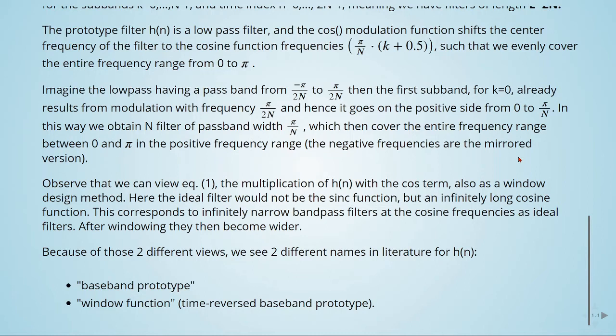Because of these two different views, we see two different names in literature for this h of n. It could be a baseband prototype, but we also see it as a window function. It's a time-reversed baseband prototype.